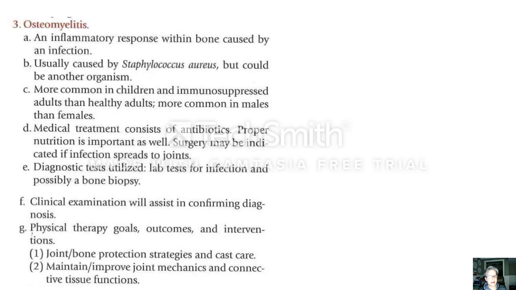Diagnostic tests utilized include lab tests for infection and possibly a bone biopsy. Clinical examination will assist in confirming diagnosis. Physical therapy goals, outcomes, and interventions. Bone joint protection strategies and cast care. Maintain and improve joint mechanics and connective tissue functions.